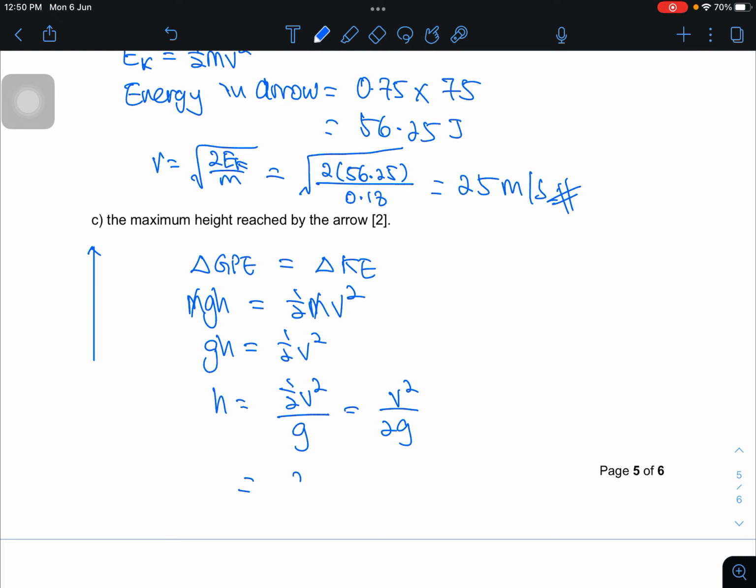What's v square? 25 square over 2 times 10. 25 square previously was 625. So, 625 divided by 20. I think it's a very nice number, 31.25 meters. Write it off, final answer, so 31.3 meters.